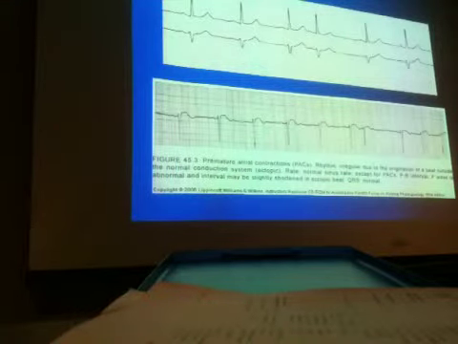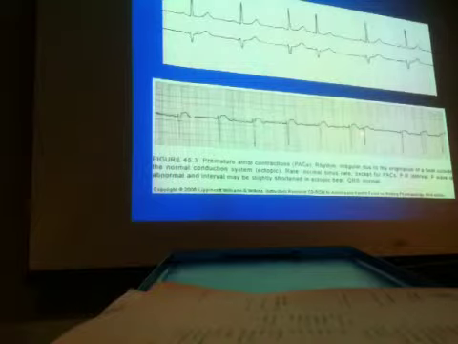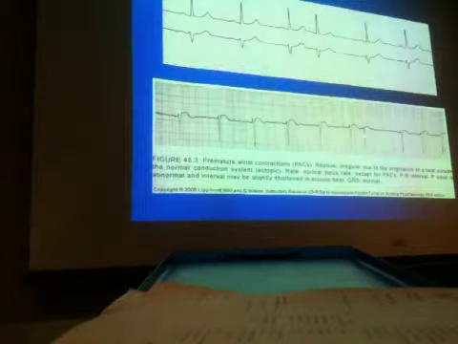Okay? So here's some other examples down here. There's a PAC there. Okay. So you can't really see a P wave, but the QRSs are pretty much the same. Looks a tad bit different, but nothing to speak of. Okay?